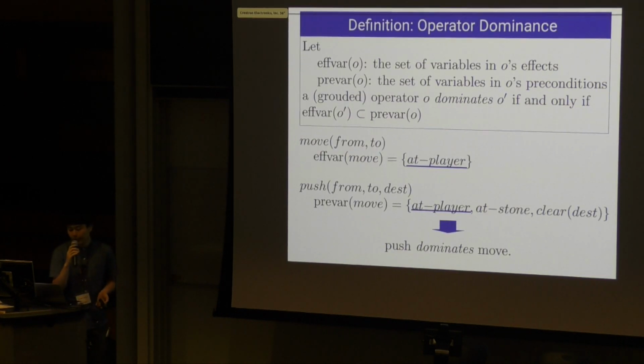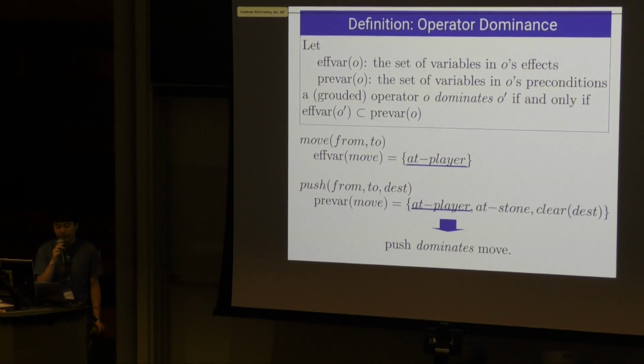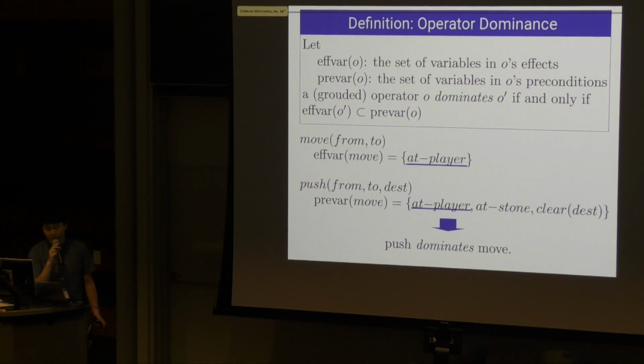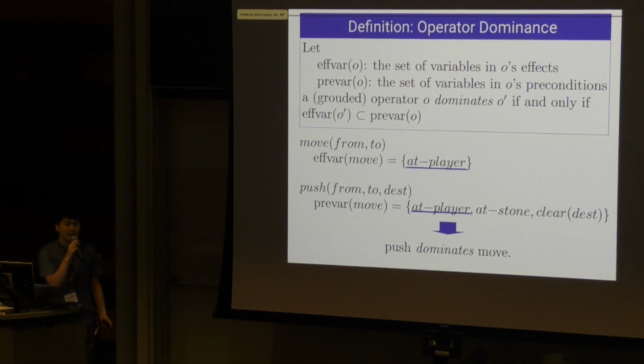And we identify tau operators using the notion of dominance between two operators. An operator O dominates another operator O dash if and only if variables in O dash effects also appear in the precondition of O. So in case of Sokoban, since the at-player variable in effects of move also appears in the precondition of push, by definition push dominates move, and the effects of move become irrelevant given a push operator. So that's the main idea.